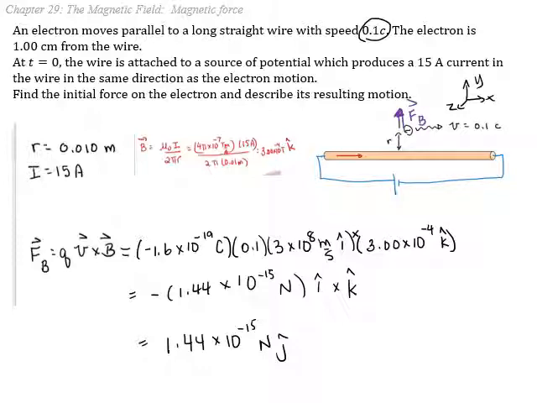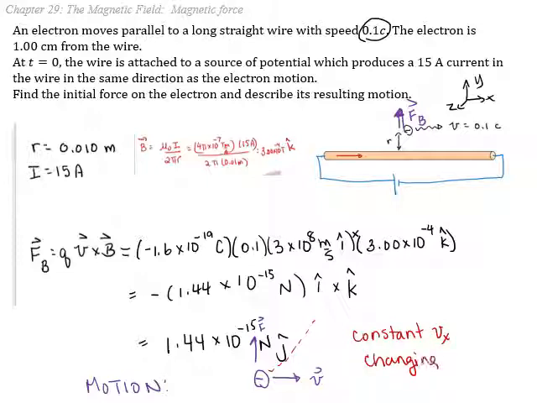If we want to think about what happens to it, so what is the motion? We have our electron. It's got an initial velocity to the right. It experiences a force that points up. So what's going to happen to it? It's going to drift upwards. So its path will be something like this. So it has a constant Vx, because there are no forces in the x direction, but a changing Vy.